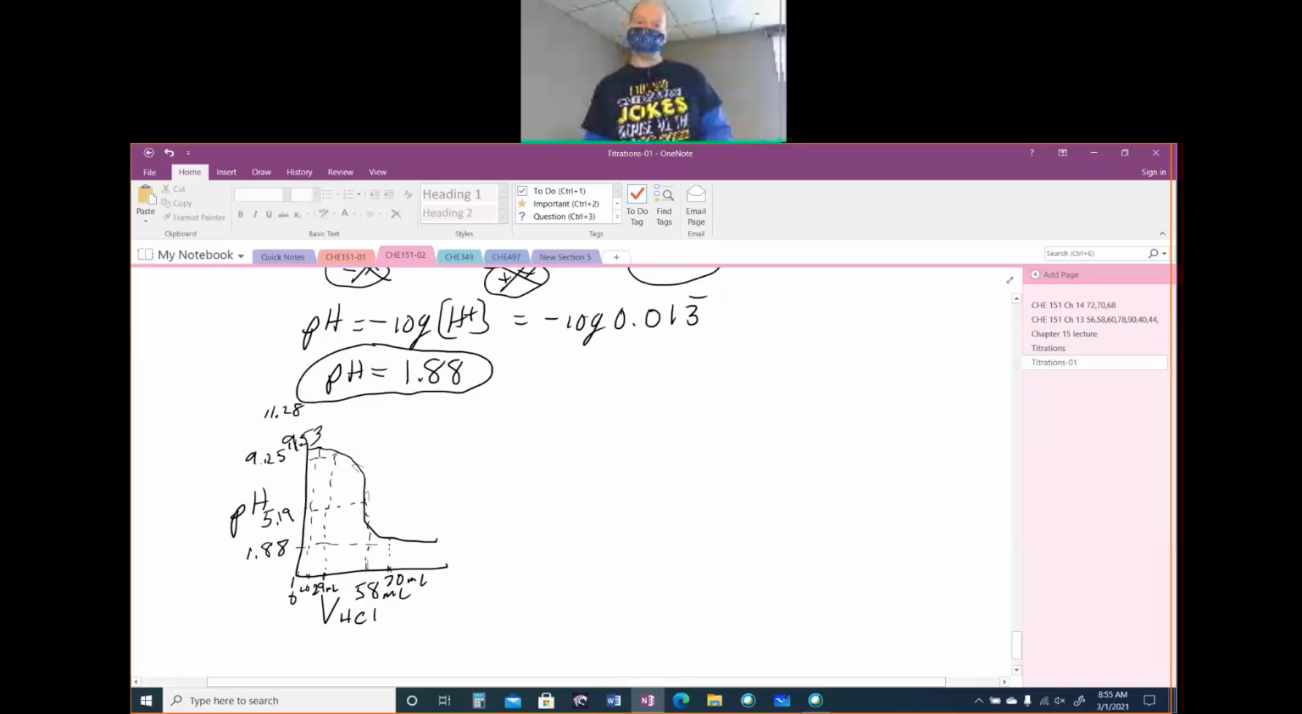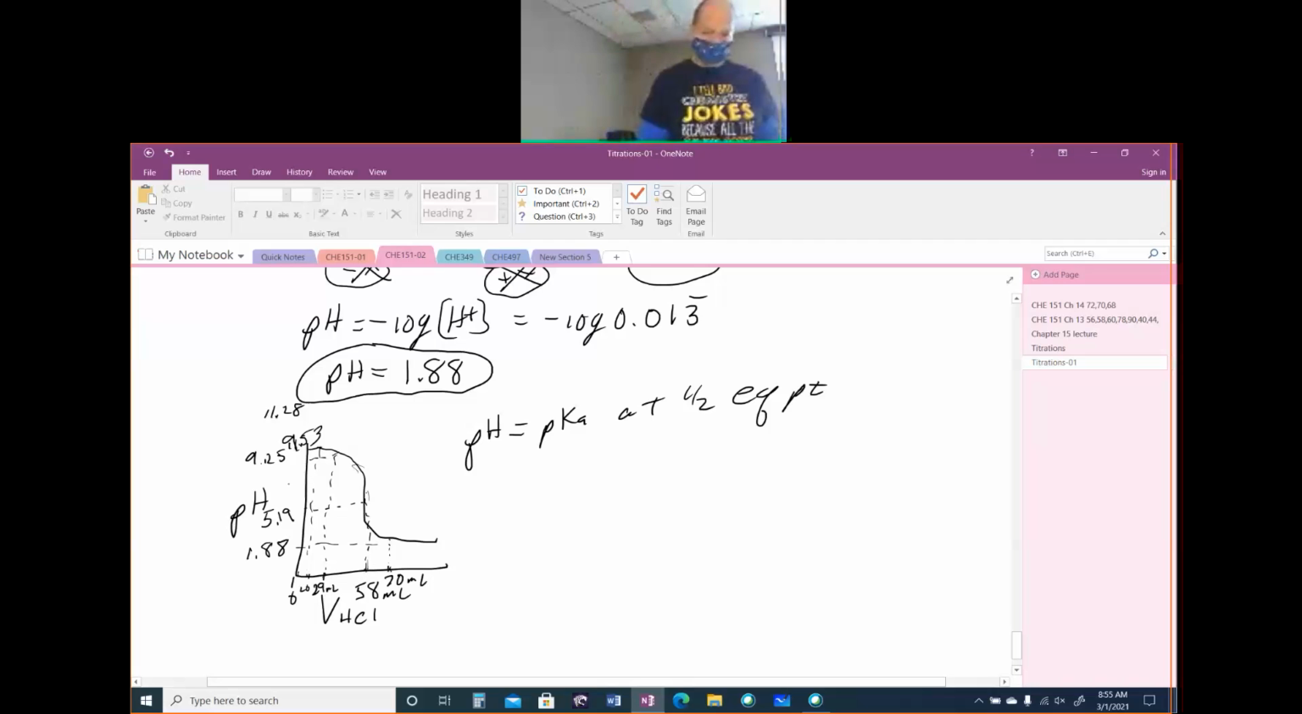And so all you got to do is go here and then go halfway from there to here, go up and read the scale, and that's your pH, because remember that the pH is equal to the pKa at the half equivalence point. And so you can get the equivalence point. That's the big change in your pH. So you have that volume. It's right there. It just goes straight down that incline. That's your volume at the equivalence point. Half of that, go up, read the scale. That is your pKa.